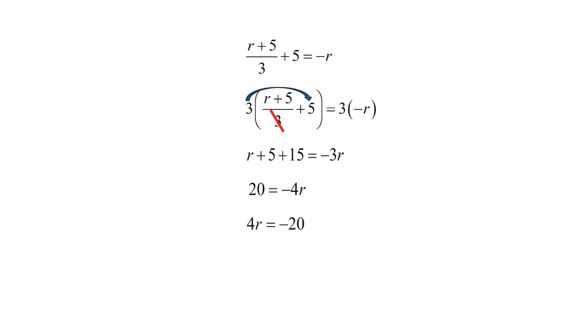At which point we can flip them around so that our negative 4r becomes a 4r on the other side of the equation, and our positive 20 becomes a negative 20 on the right side of the equation, giving us the following. To isolate r, we divide both sides by 4, and then we get a final answer of negative 5.